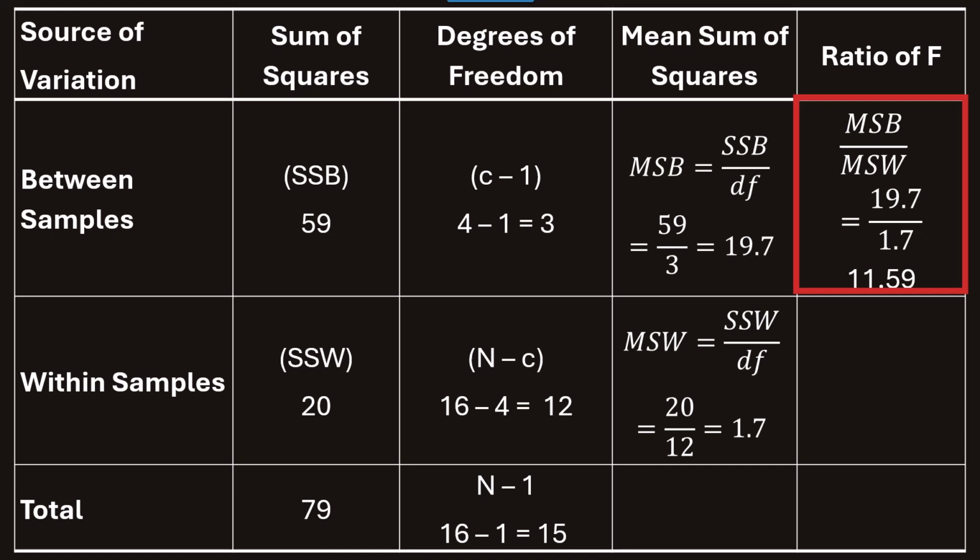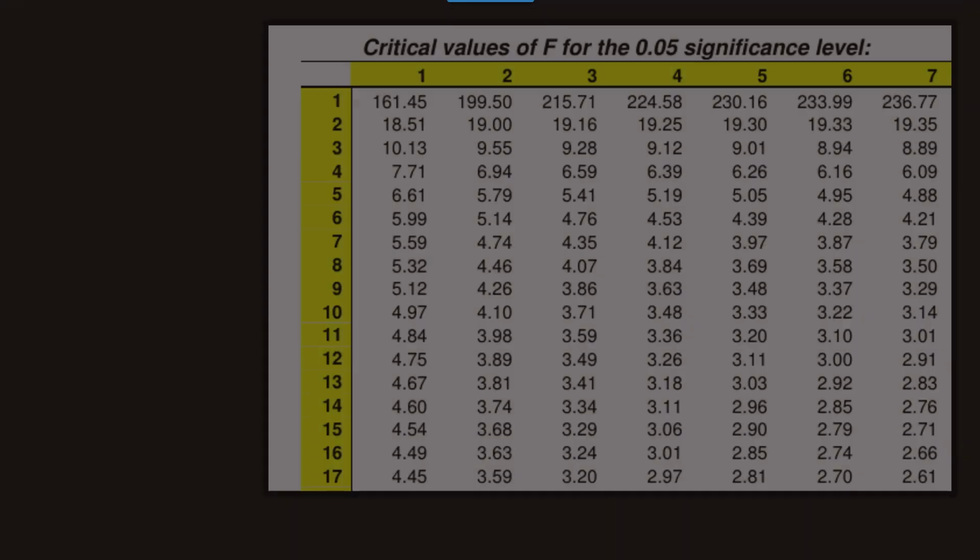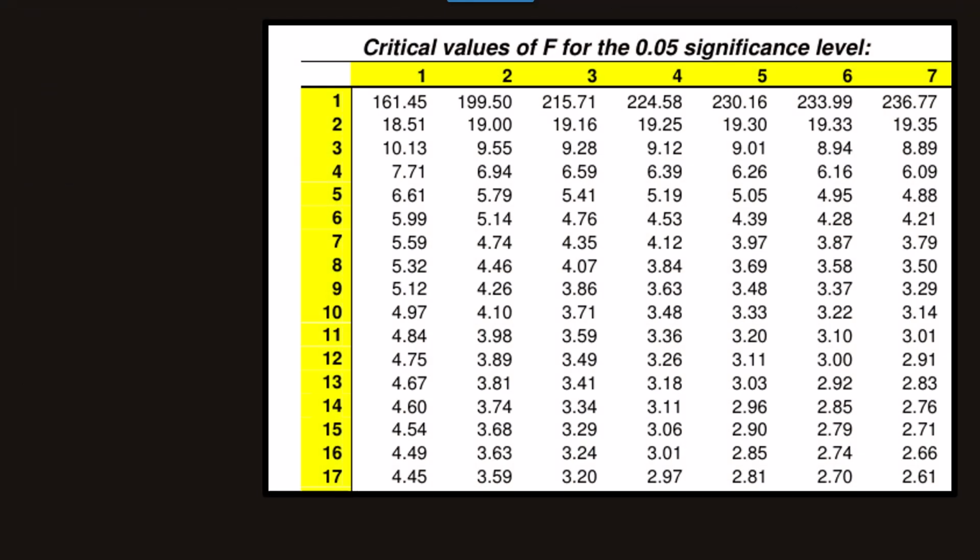We are in need of the numerator degrees of freedom, that is, degrees of freedom of mean square between columns. It is 3. And the denominator degrees of freedom, that is, degrees of freedom of mean square of within columns. It is 12. And finally, we need the F table. While choosing the table, we must select that table meant for 0.05 level of significance. The relevant part of the table is shown here.